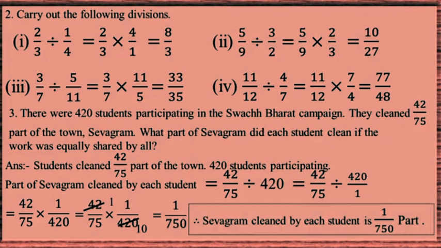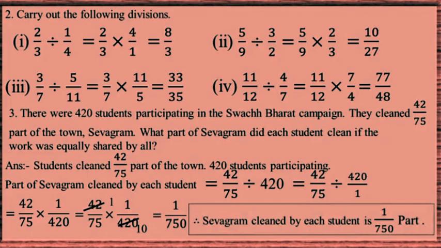So, the answer is 8/3. See the second one, 5/9 divided by 3/2. 3 upon 2 will become 2 upon 3 and the sign will be multiplication. Answer is 10 upon 27. See the other problems and solve them.